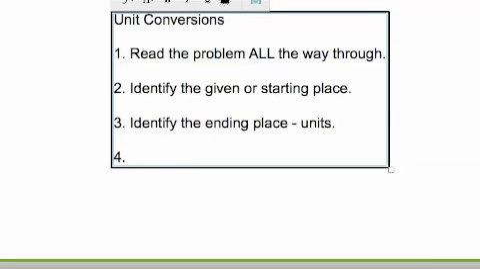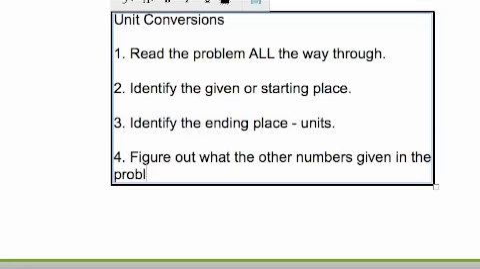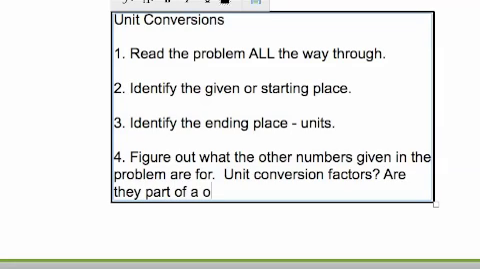And finally, it's figure out what the other numbers given in the problem are for. Are they unit conversion factors? Are they part of a formula? Are they red herrings? In other words, you may not need them at all. That's why you really need to be able to think when you're doing these problems.